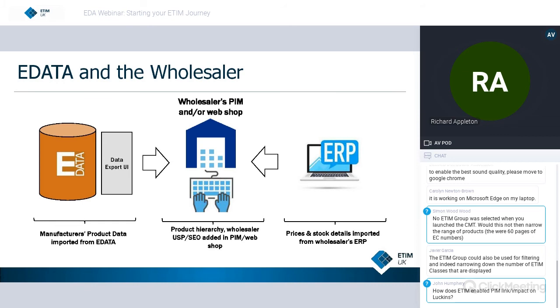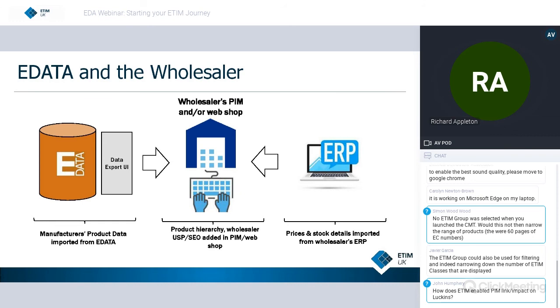So manufacturers' product data can be accessed by wholesalers from EDA, and this is primarily about data that's going to be used in their website. So it's most likely to be pulled down from EDA and loaded into a PIM system.